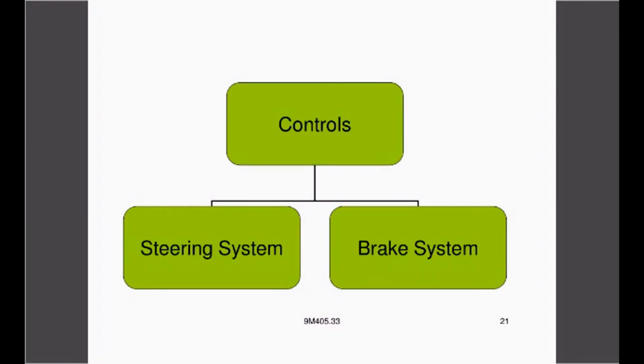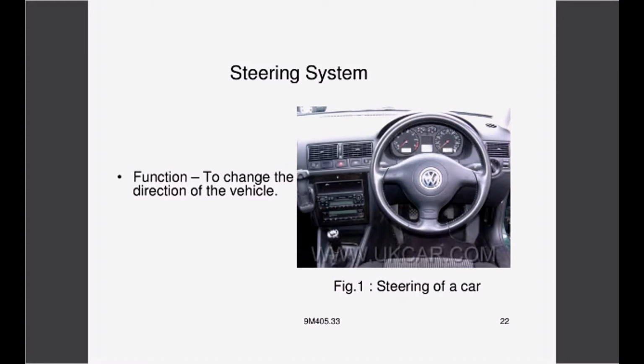So the next component of the chassis is the control system. Generally two types of control systems are there. The first one is the steering system, and the second is the braking system. The steering system is used to change the direction of the vehicle. It consists of a steering wheel which the driver will operate. If the steering wheel is moved in the clockwise direction, then the vehicle will move towards the right side. If the steering wheel is moved in the anti-clockwise direction, then the vehicle will move towards the left side.